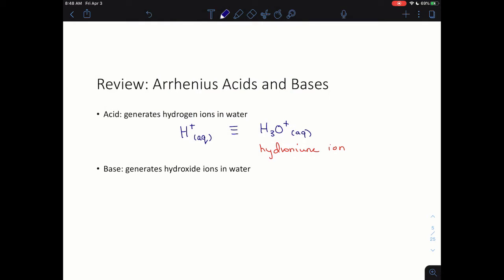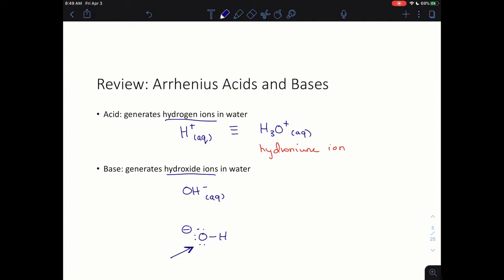Now, bases, they generate hydroxide ions in solution. Hydroxide ions have the formula OH-, and they're in water, so that's aqueous hydroxide. We could draw the Lewis structure. There we go. We have electron-rich oxygen here. It has 3 lone pairs and 1 bond, which is more lone pairs than usual.